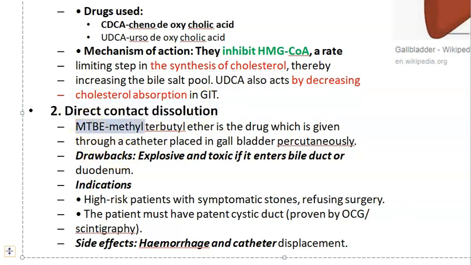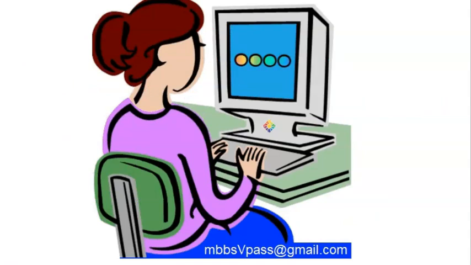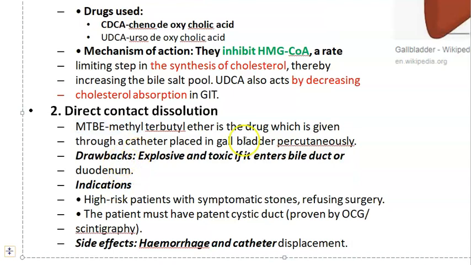Okay, MTBE. What is MTBE? Methyl tert-butyl ether. Is that correct? Yes. Where do you use this? To put it into the gallbladder to dissolve pure cholesterol stones. Very good. Explosive and toxic if it enters the bile duct or duodenum.